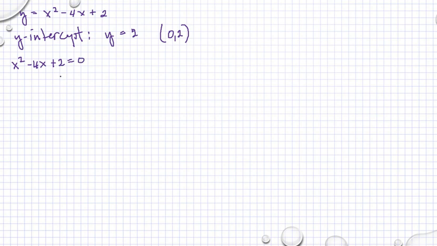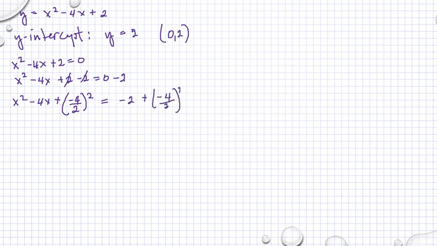Completing the square, we have x squared minus 4x plus 2 minus 2 is equal to 0 minus 2. Then we have x squared minus 4x plus (negative 4 divided by 2) squared is equal to negative 2 plus (negative 4 divided by 2) squared. Then we have (x minus 2) squared, which is equal to negative 2 plus 4.